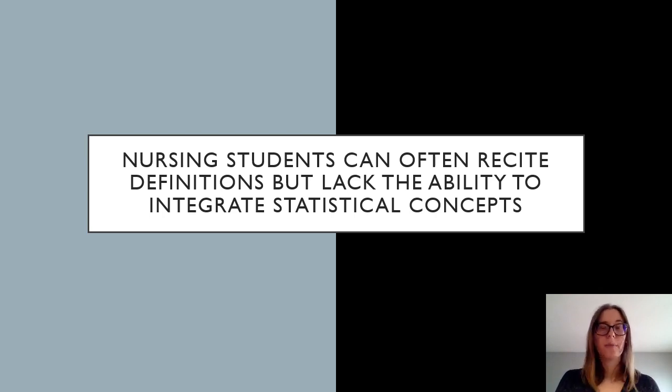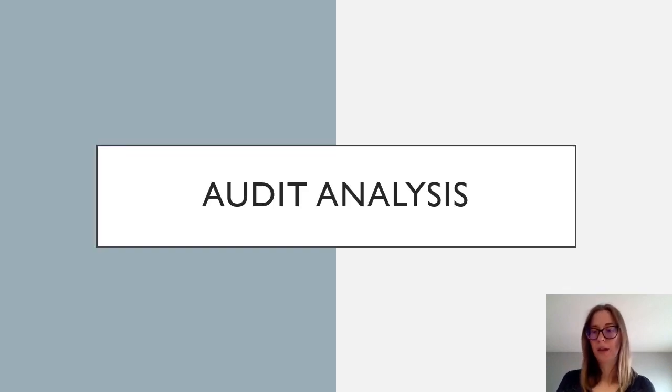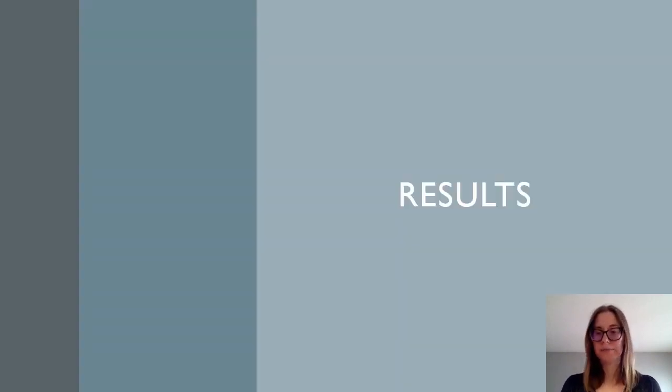With this information in mind, a quality improvement project was conducted with the goal of demonstrating that the nursing department is taking measures to help improve DNP students' understanding of statistics. So this summer of 2020, I audited 25 dissertations of GVSU DNP students that were in ScholarWorks from 2019. And we're going to discuss the results of this project.